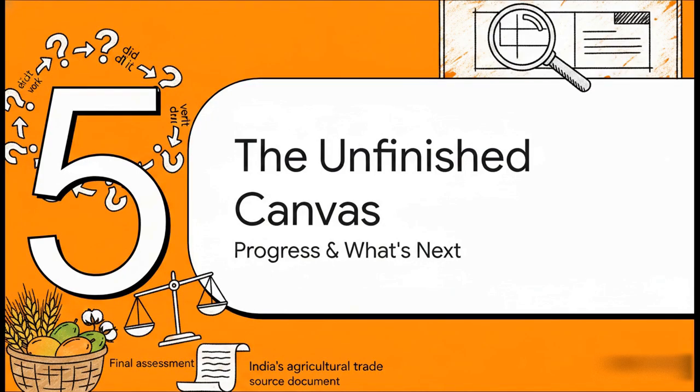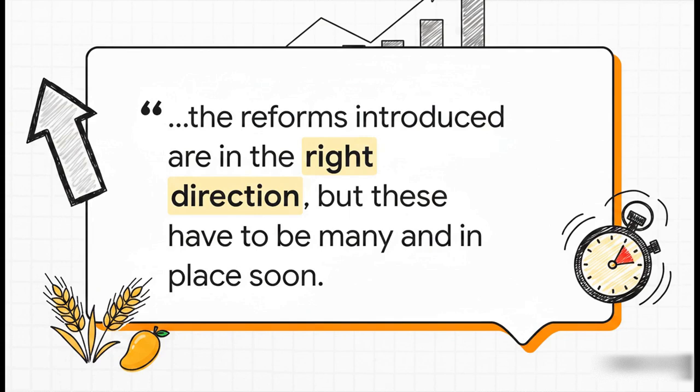So, we've seen the plan, we've met the players, we know the key terms. But what was the verdict? Did it all work? Let's turn to the final assessment from our source document. The initial assessment was one of cautious optimism. This quote tells us the authors felt the changes were good. They were definitely moving in the right direction, but they also felt a real sense of urgency. The progress was there, but it wasn't enough, and it wasn't fast enough.